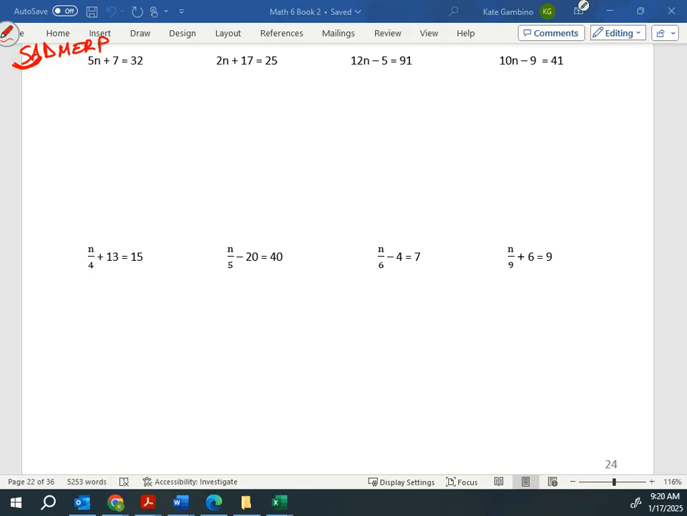I need to subtract 7 from both sides, not just from the 32 side. I need to take it away from the side that it's on. So I'm subtracting 7. 7 minus 7 is 0. So that leaves me with just 5n on that side. And then 32 minus 7 is 25.